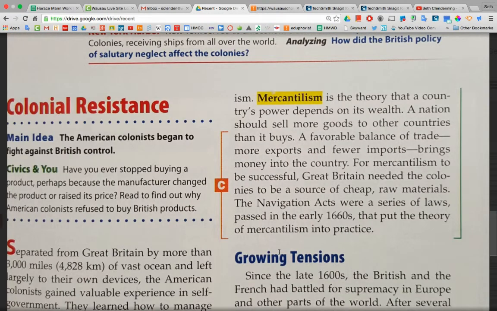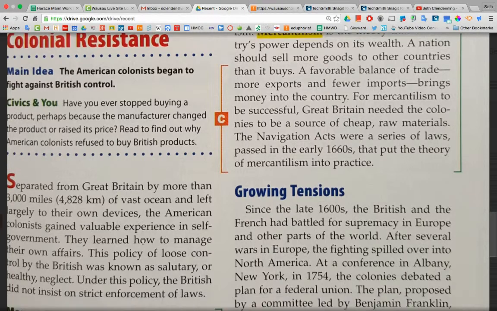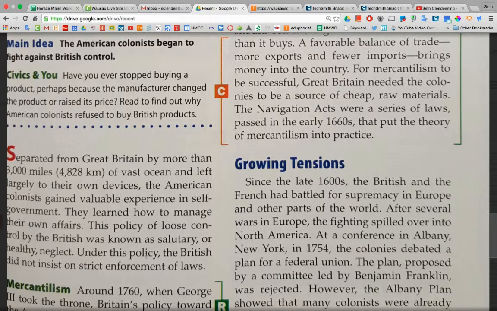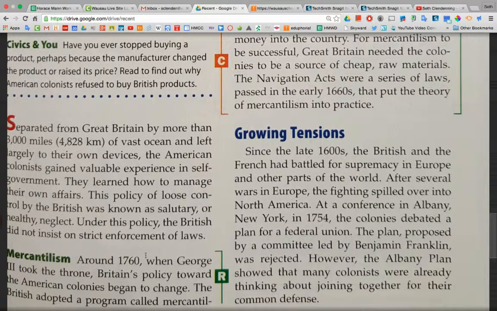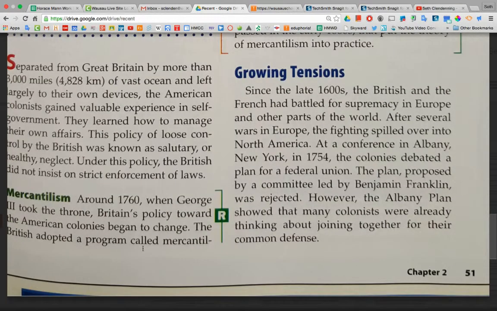Colonial resistance. Main idea. The American colonists began to fight against British control. Separated from Great Britain by more than 3,000 miles, a vast ocean, and left largely to their own devices, the American colonists gained valuable experience in self-government. They learned how to manage their own affairs. This policy of loose control by the British was known as salutary or healthy neglect. Under this policy, the British did not insist on strict enforcement of laws.